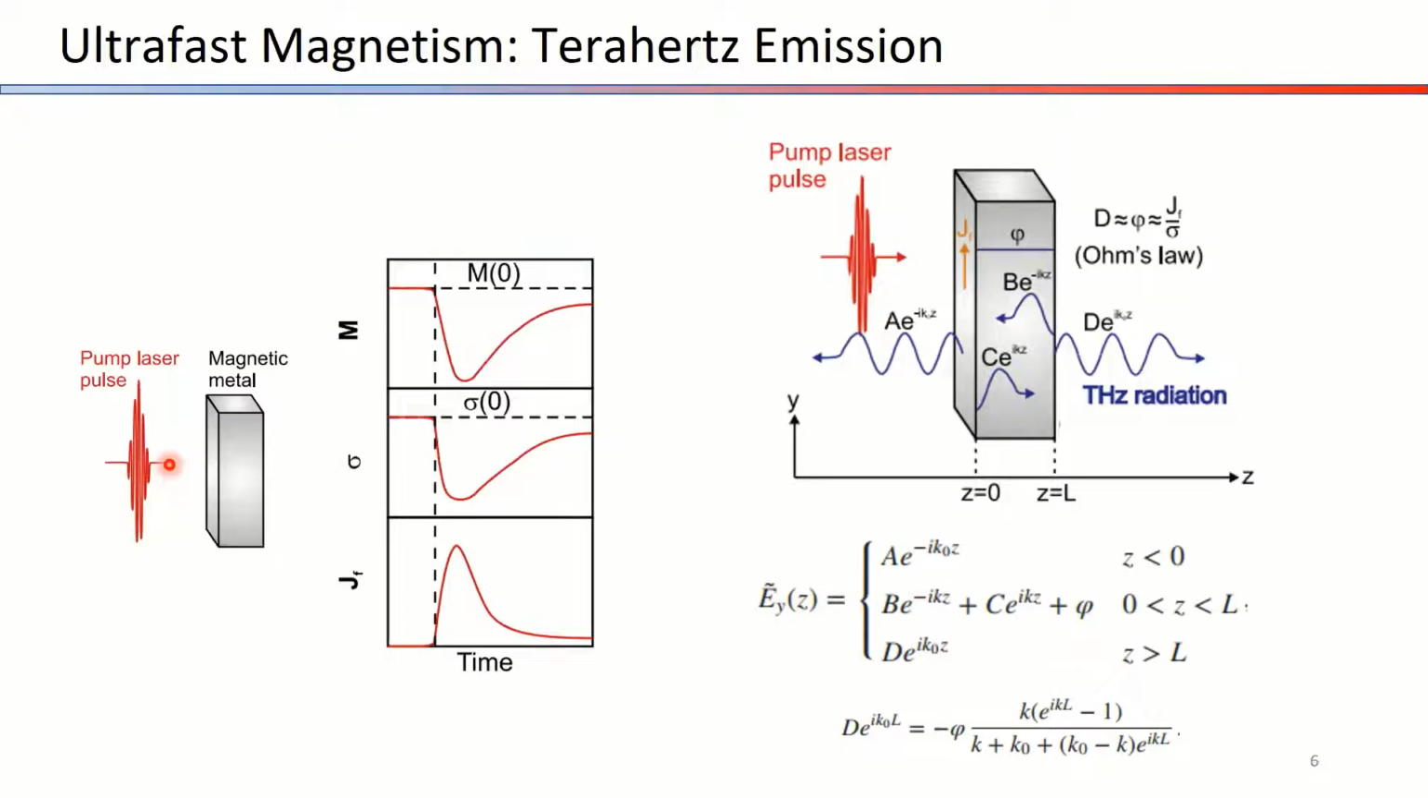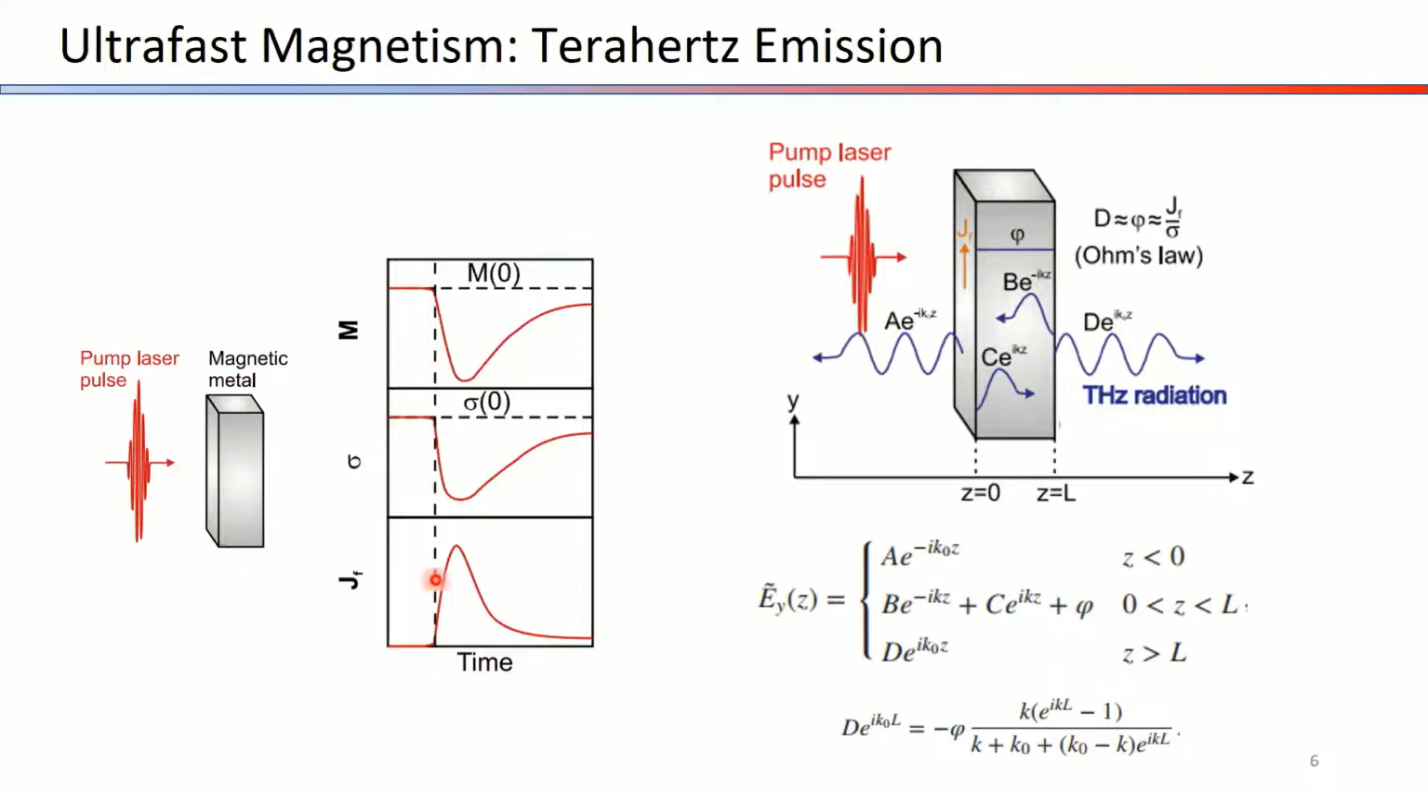The recent demonstration of ultrashort laser-induced currents via spin-orbit coupling, using only terahertz emission spectroscopy, shows the potential of this technique for developing ultrafast spintronics. Here you have the magnetic metal. You hit the magnetic metal with a pump laser pulse here, then you can get the magnetization as a function of the delay time. You can also get the conductivity of the material as a function of the delay time, and you can also get the current as a function of the delay time.